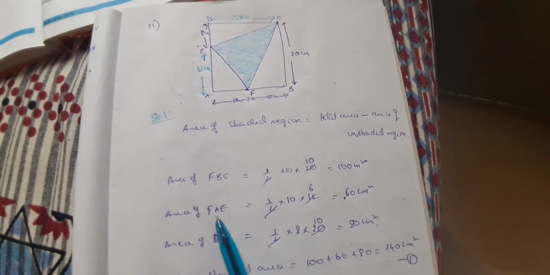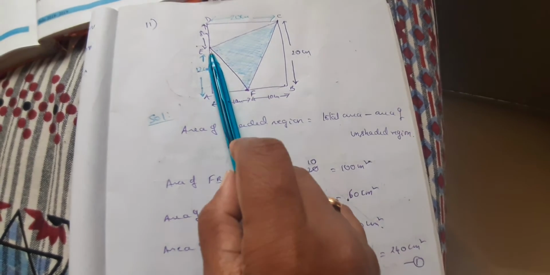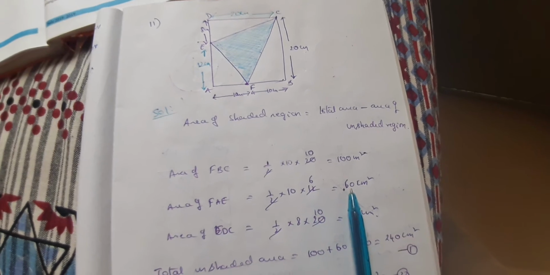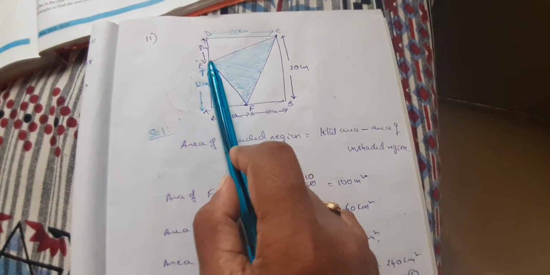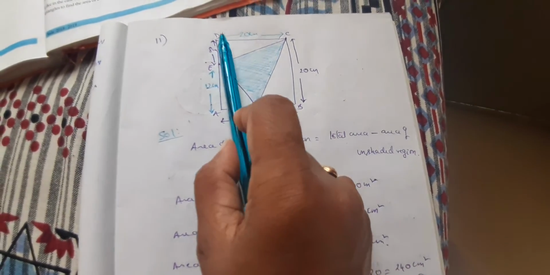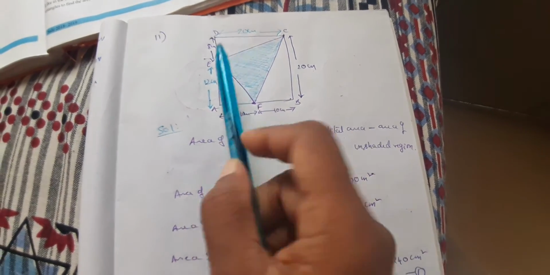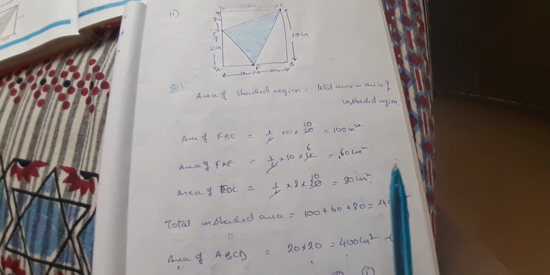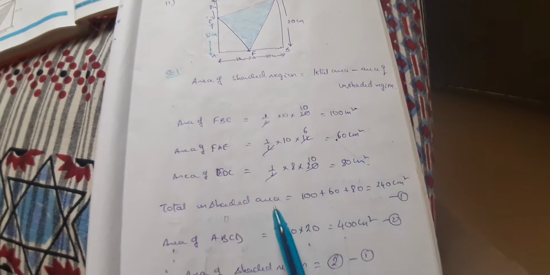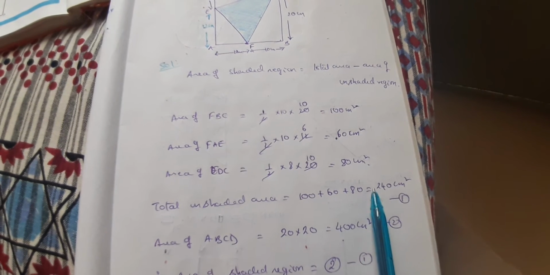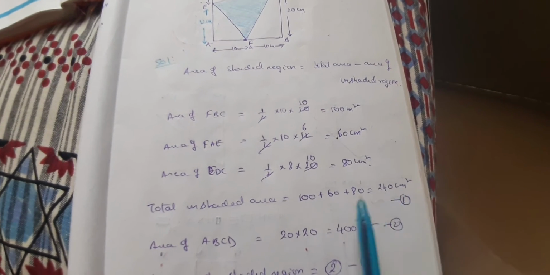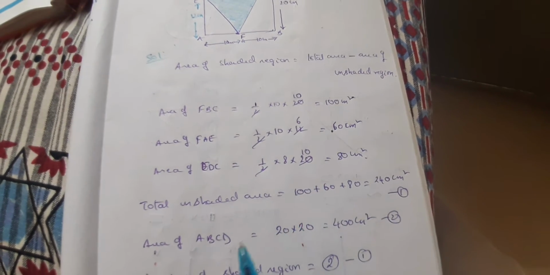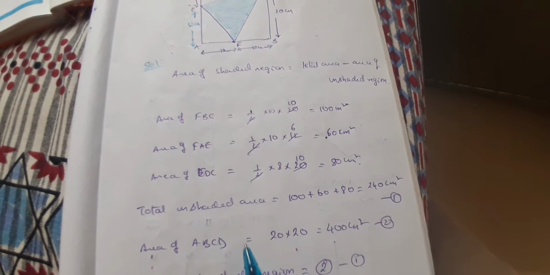And the next, FAE, this is the base, this is the height. So substituting, you got 60 centimeters square. And this is the other triangle. If you take this as the base, this is the height, or this is the base, this is the height. Whichever you want, you can take. On substitution, you got 80 centimeters square. So total unshaded area is equal to 240 centimeters square. What did you find? Total unshaded area. That means the sum of all these three. And the area of ABCD, that means the square.